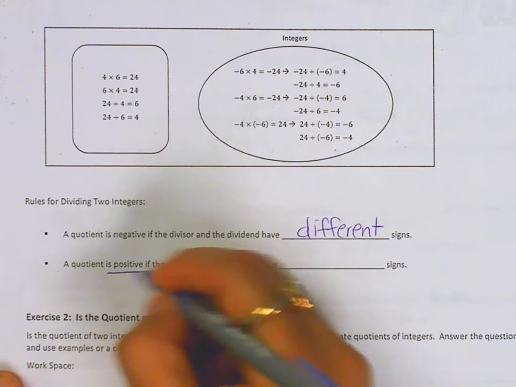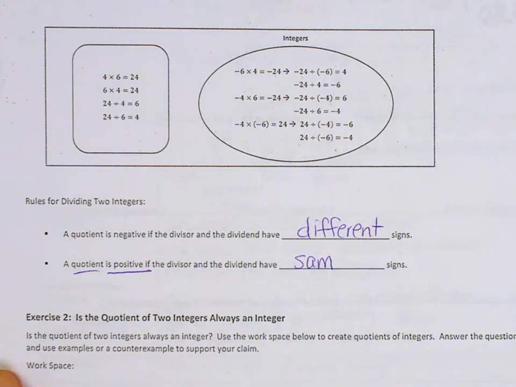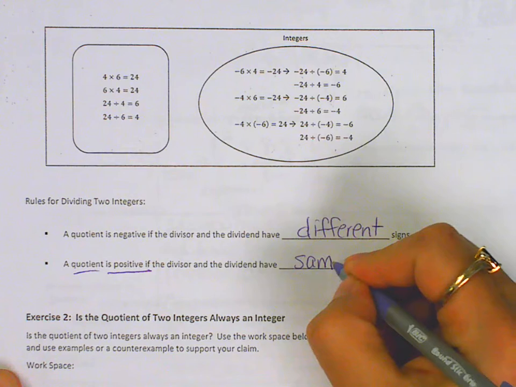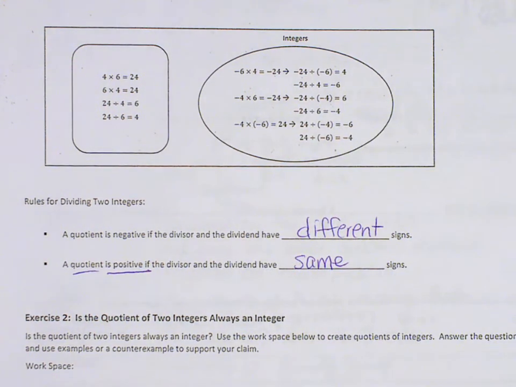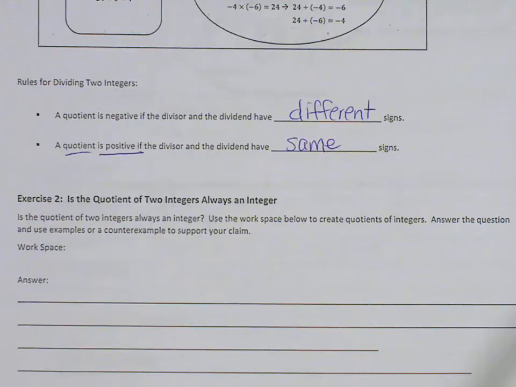And when my answer comes out positive, then the numerator and denominator, or dividend and divisor, will have the same sign. There's a whole bunch of examples up here. Check them out. Let's check out this question. We're going to dive right in.